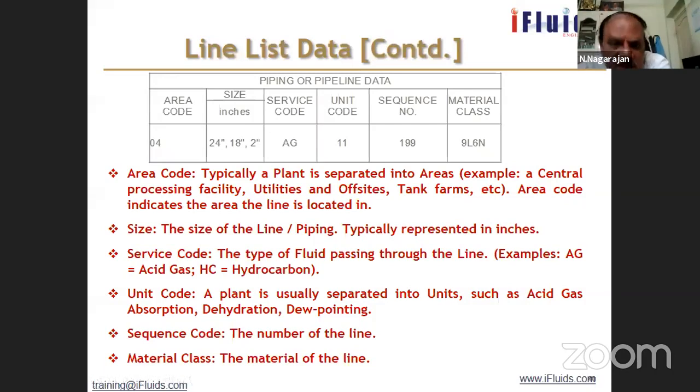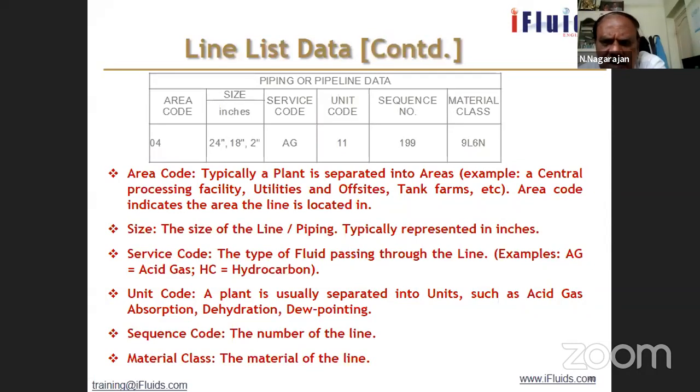That diagram may not be very clear. Now you can see the line list. Piping related data we put. It's the area code. This comes in this particular area of the plant. Then we put the size of the pipe, 24 inch, 18 inch or 2 inch. Service code AG means associated gas. Unit code, the particular piping comes in unit number 11 of the plant. Sequence number, you give a number to the line, that is 119.